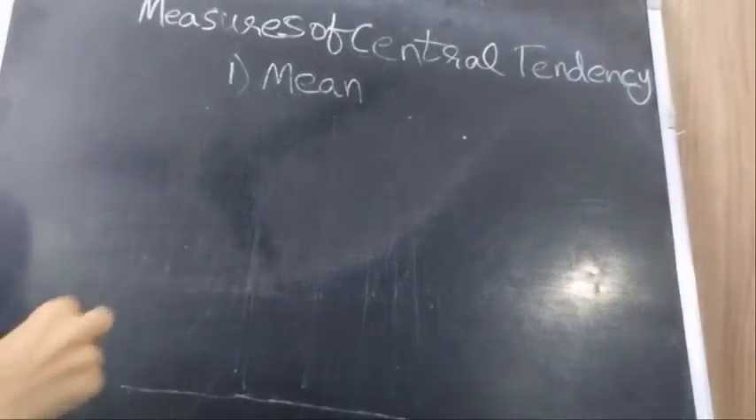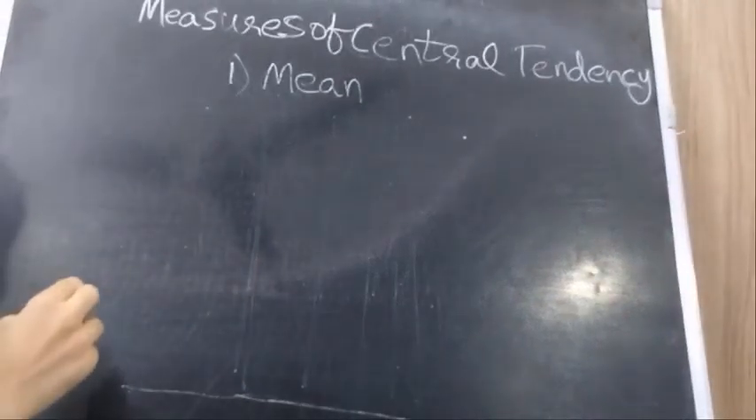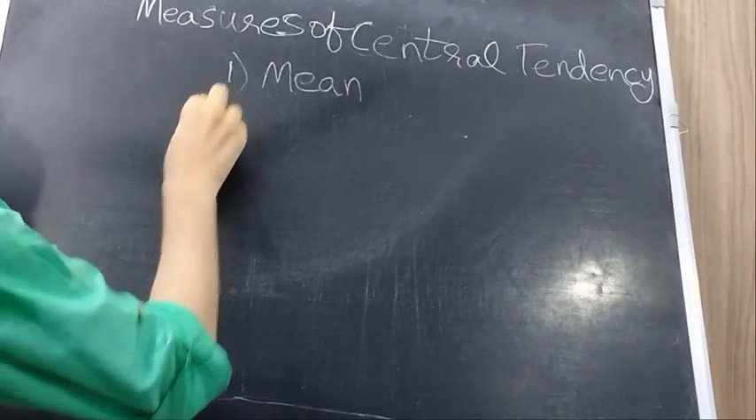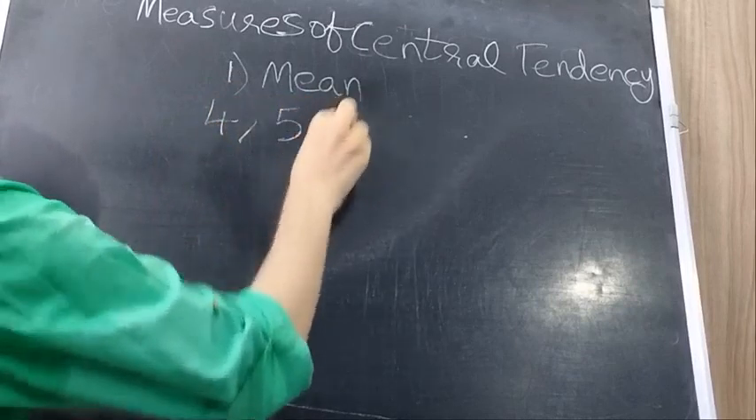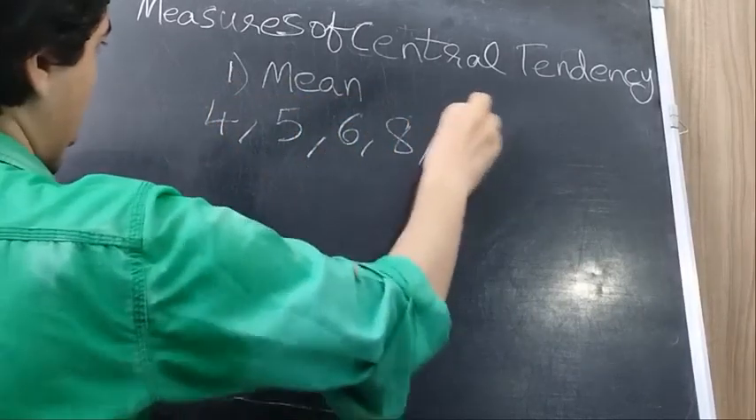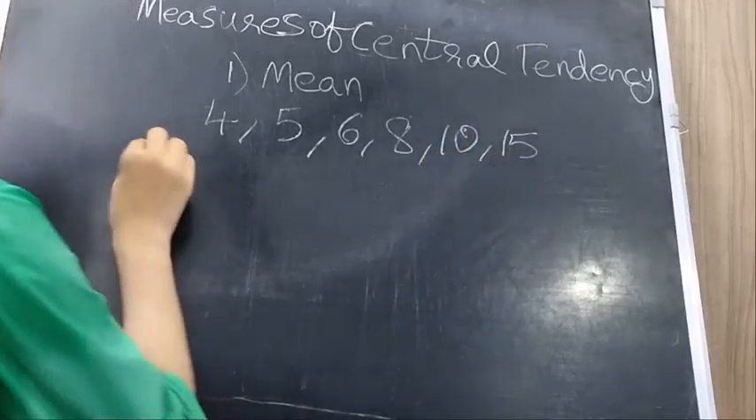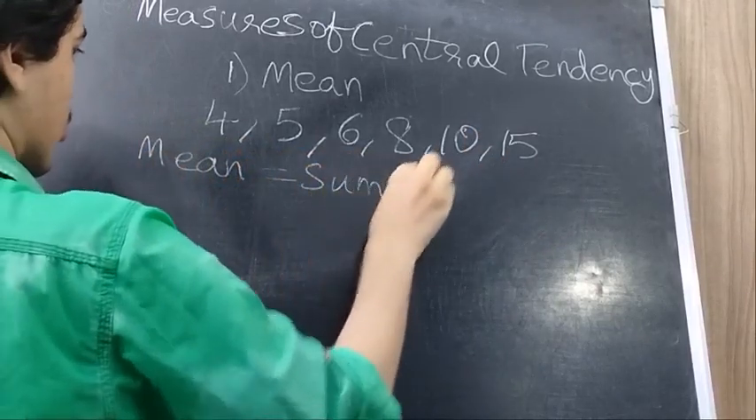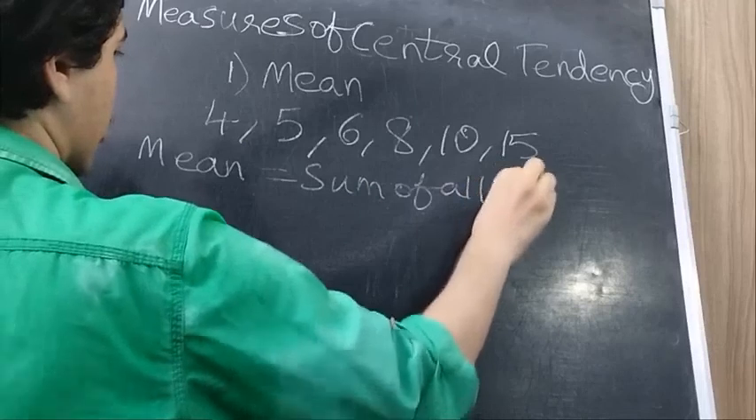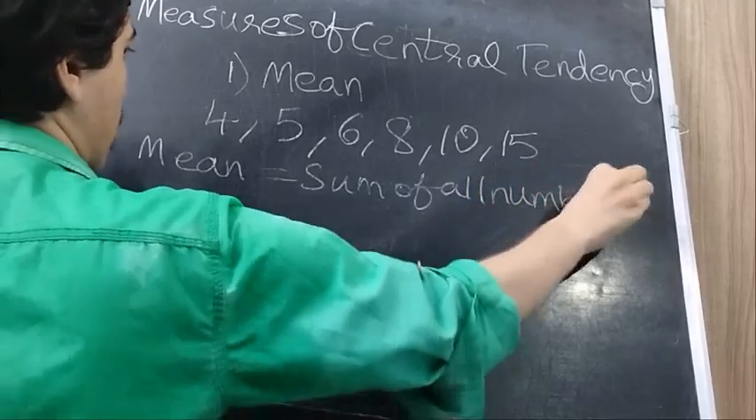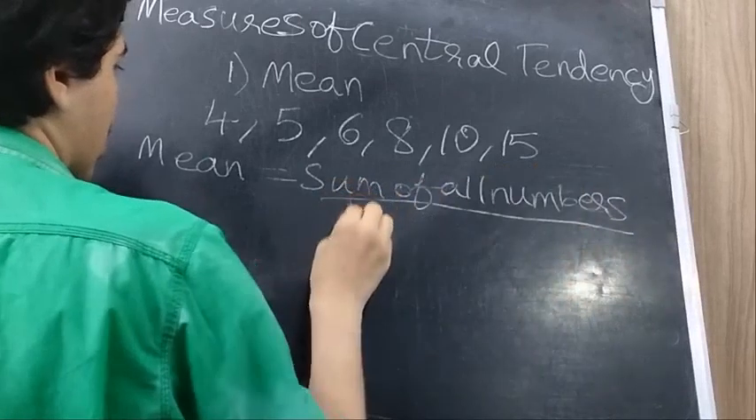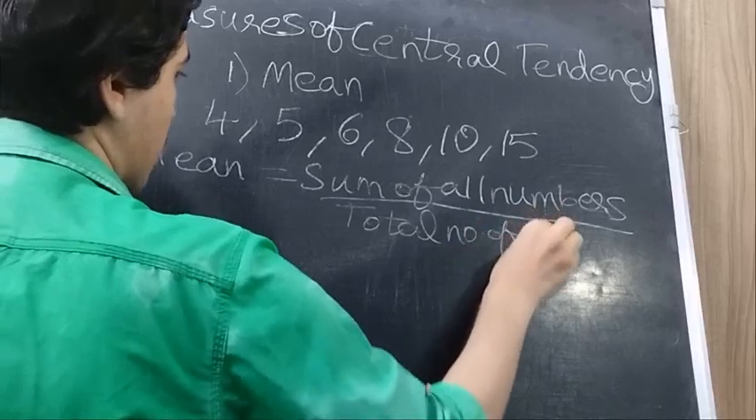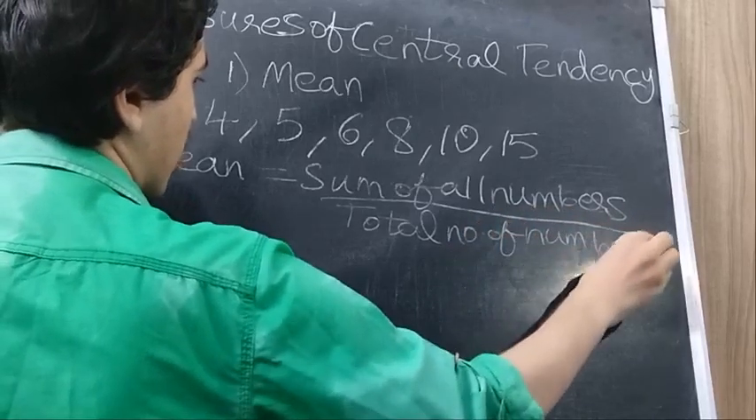Ungrouped data means he will give the data without a group. So we will calculate mean in ungrouped data. Like this he will give 4, 5, 6, 8, 10 and 15. Mean in the ungrouped data is equal to sum of all numbers by total number of numbers. What is the formula? Sum of all the numbers by total number of the numbers.